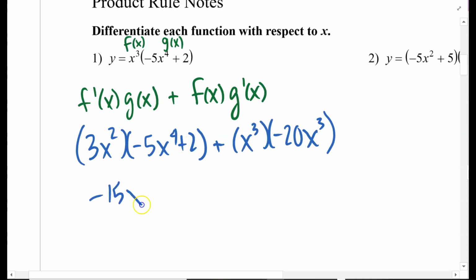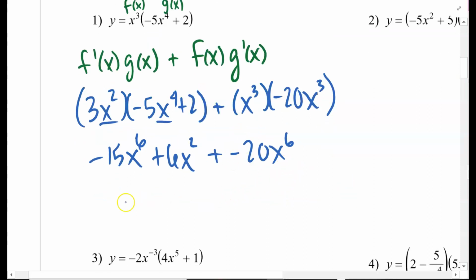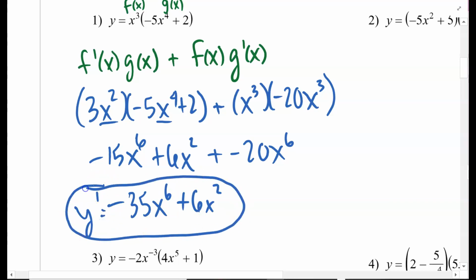You do need to remember that when you're multiplying like bases, so in this case x and x, you add their exponents when you're multiplying. So that gives us x to the sixth, and then don't forget to distribute to the 2 at the back, so plus 6x squared plus multiplying here, we get negative 20x to the sixth. Combining like terms with our largest exponents going first, and we get negative 35x to the sixth plus 6x squared, and that is our y prime, so our derivative.